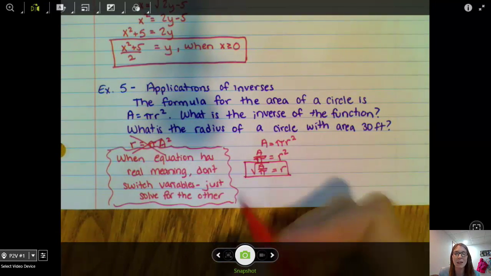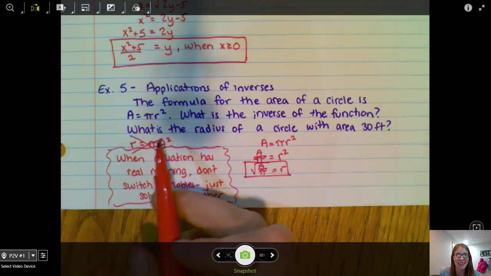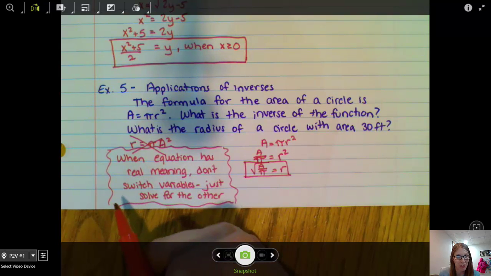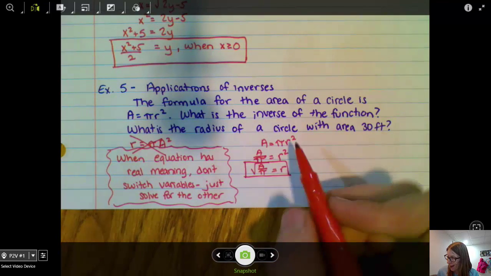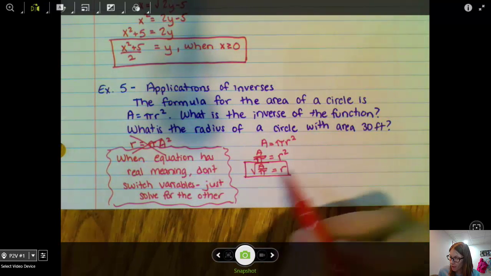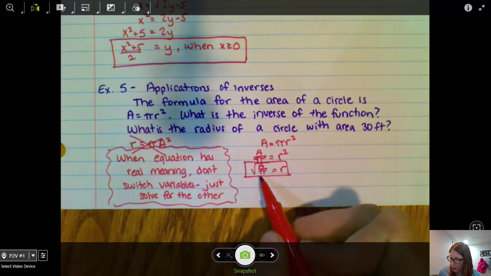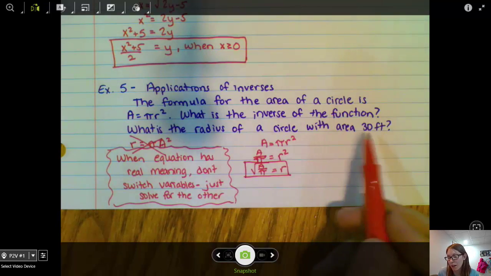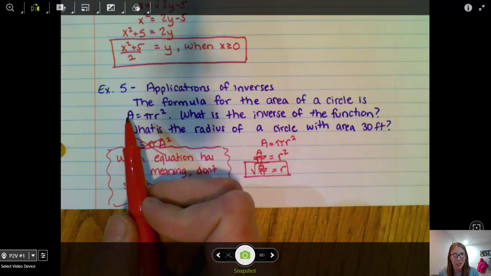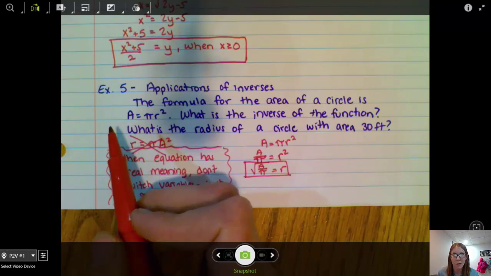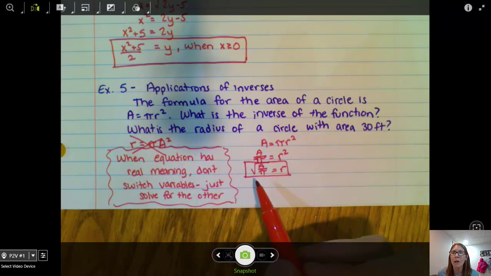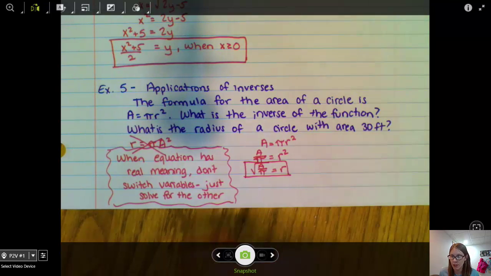Now, these inverses can be helpful for situations like the second question here. What is the radius of a circle with area 30 feet? Okay. If I plug in 30 feet for my area, I can take 30 divided by pi, square root. That tells me what my radius is. Okay, it's just another way of getting there. And again, I could have also plugged 30 into my equation here and solved for r the same way. But if you had a bunch of different circles you were looking at that you were trying to find the radius of, having this inverse is going to be helpful.